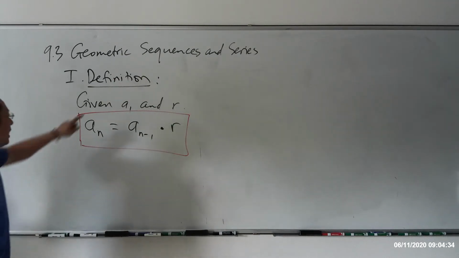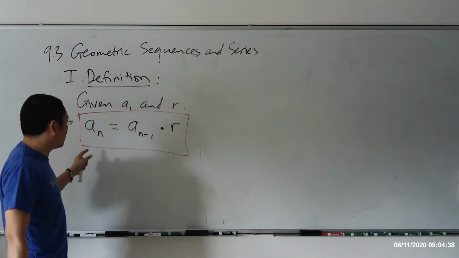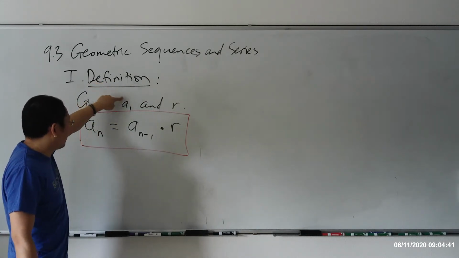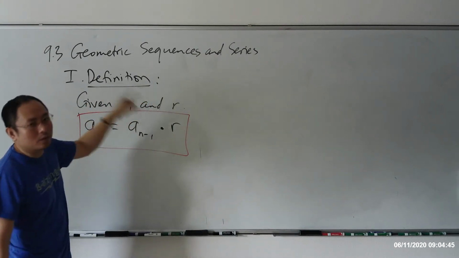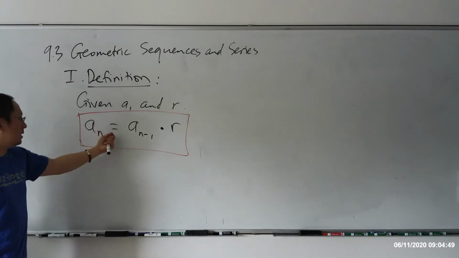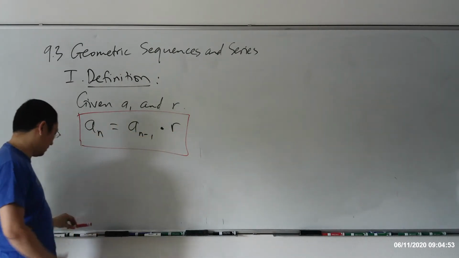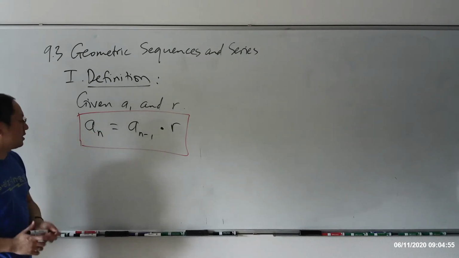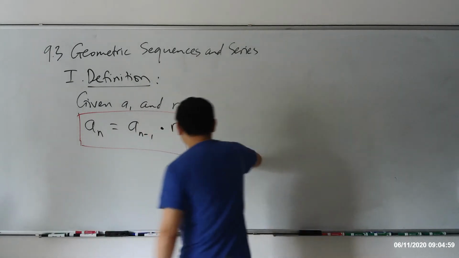All I'm saying is, if you know the first term and you know a constant, then you can construct a sequence by taking what? Start with the first term A1, and then multiply by R, you got A2. Then you multiply A2 by R again, you got A3, and so forth and so on. In general, AN is equal to the previous term, AN minus 1, times R. Okay?